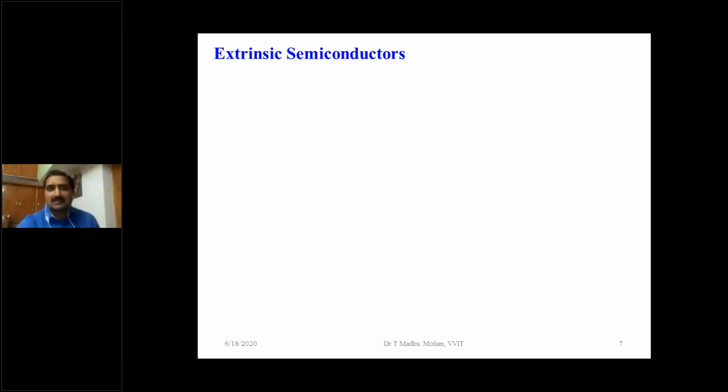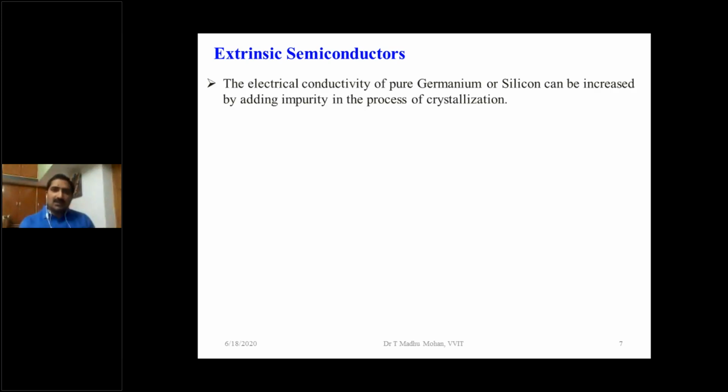Next, extrinsic semiconductors. What are extrinsic semiconductors? The electrical conductivity of pure germanium or silicon can be increased by adding impurity in the process of crystallization. That means we are adding some impurities. Why are we adding impurities here? To increase the number of charge carriers.